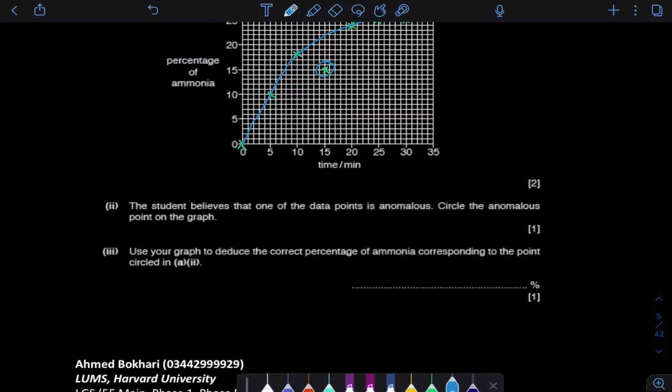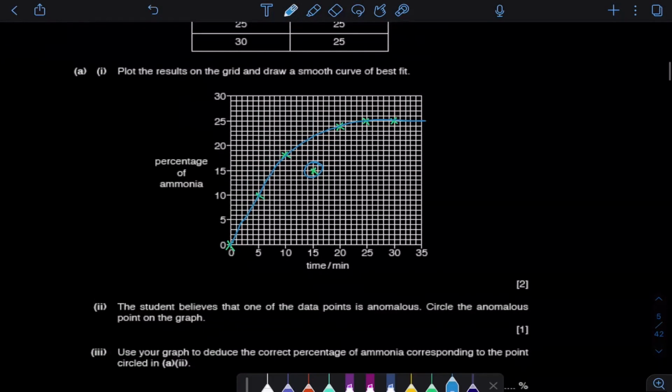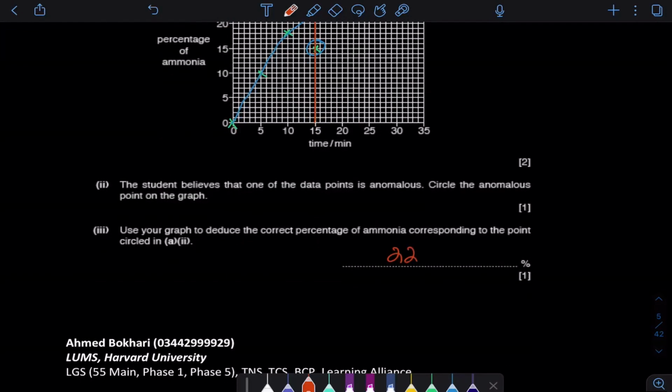Use the graph to deduce the correct percentage corresponding to the circled point. Correct percentage means: okay, this is anomalous, fine, but if it had been correct, what point would it have been? So you just extend the line like this and see on your graph where it matches. So I'm getting 22%. So I would write 22%.